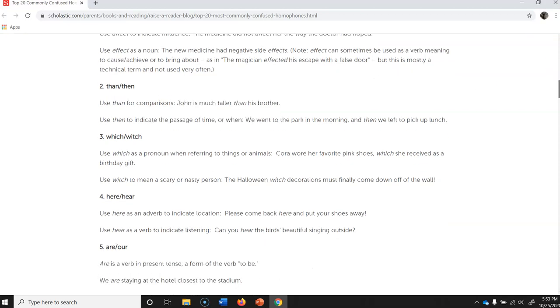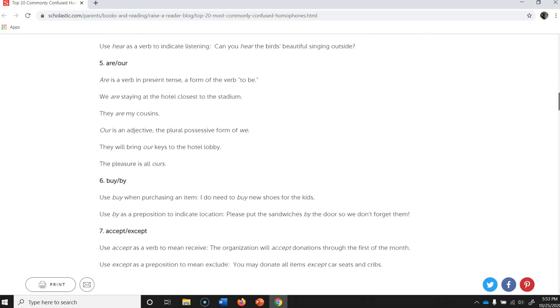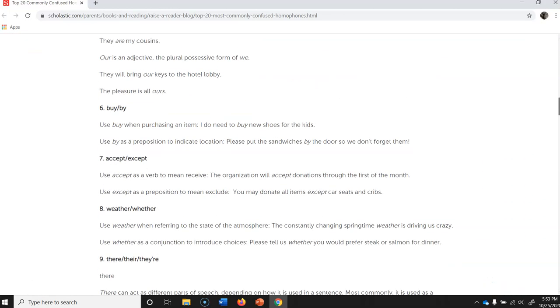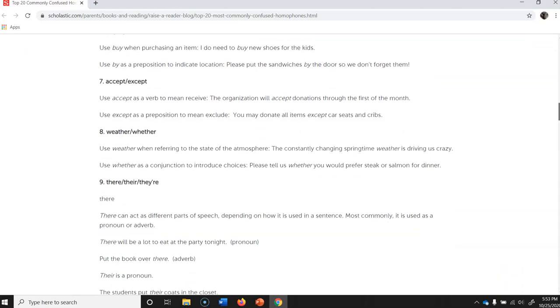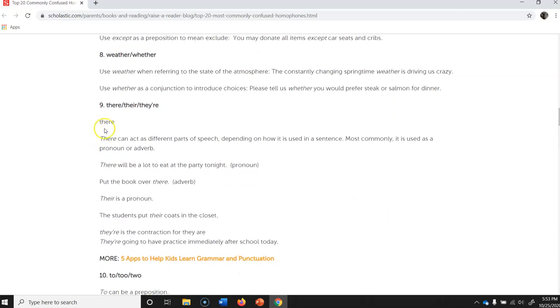Just going to scroll a little bit further. You can review these on your own, but I wanted to pull your attention to there, and there. That also relates again to the apostrophe issue. So, excuse me, we use there 3 different times. So there is usually used as a pronoun or an adverb, but it's referring to a place in space. Okay, so over there.